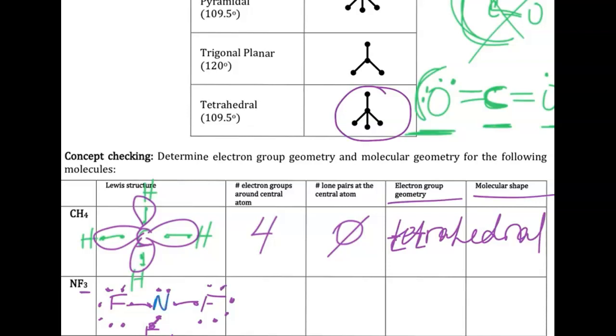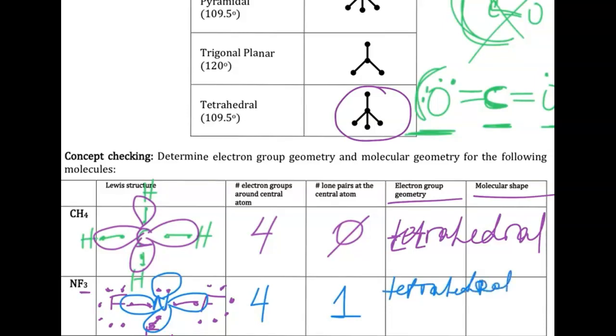So the central atom is nitrogen. How many electron groups does it have? It is 4, because with 3 bonds it has an additional lone pair. So I'm going to put 1 lone pair. So the electron group geometry will be tetrahedral, but the molecular shape will be different. It's going to be pyramidal.